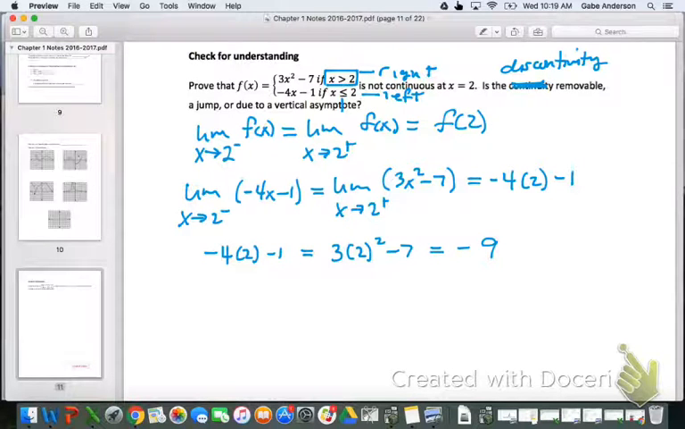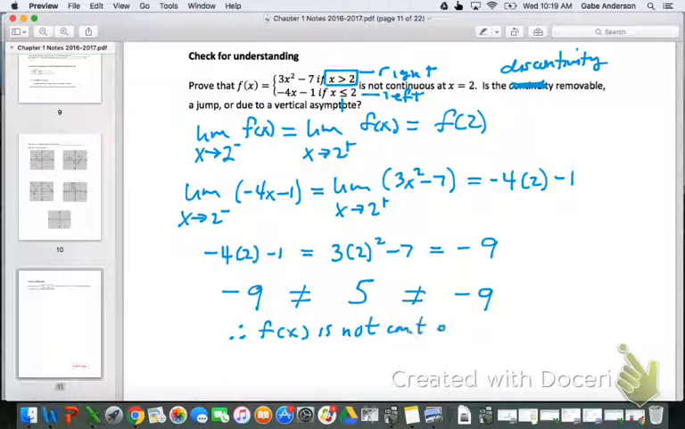Okay, so I'm going to just evaluate these. We already know this is negative 9. We know that that's negative 9. And then 3 times 4 is 12, minus 7 is 5. So we've actually proven it. We've proven that the behavior from the left and the right is not the same, and so therefore we can say f of x is not continuous at x equals 2.